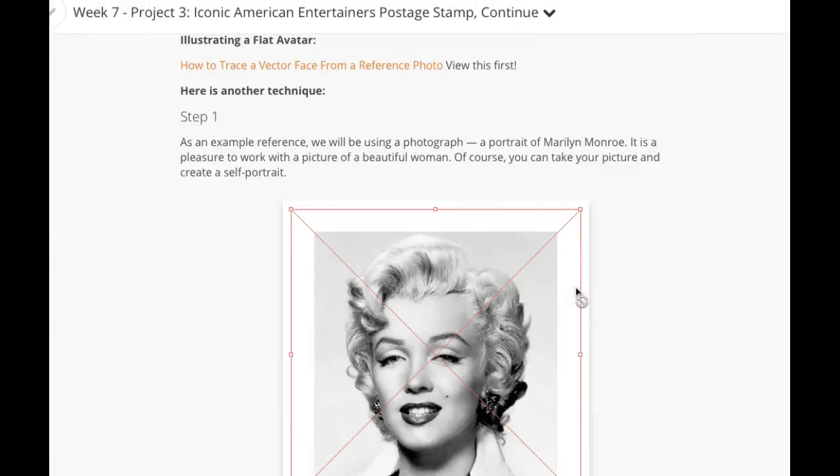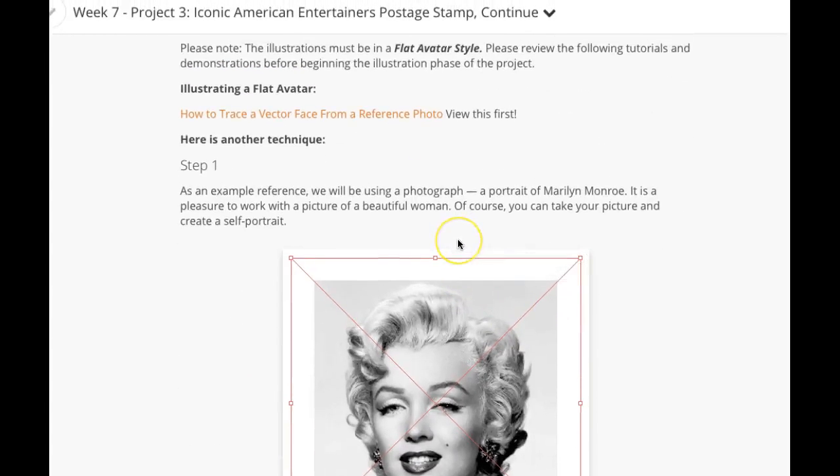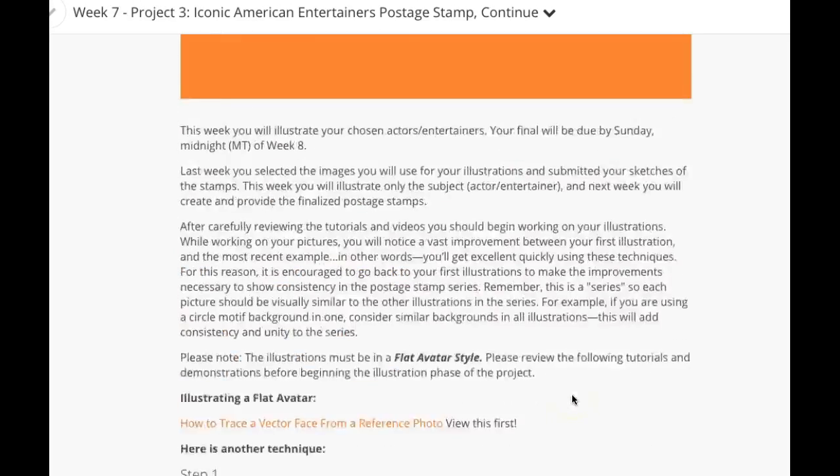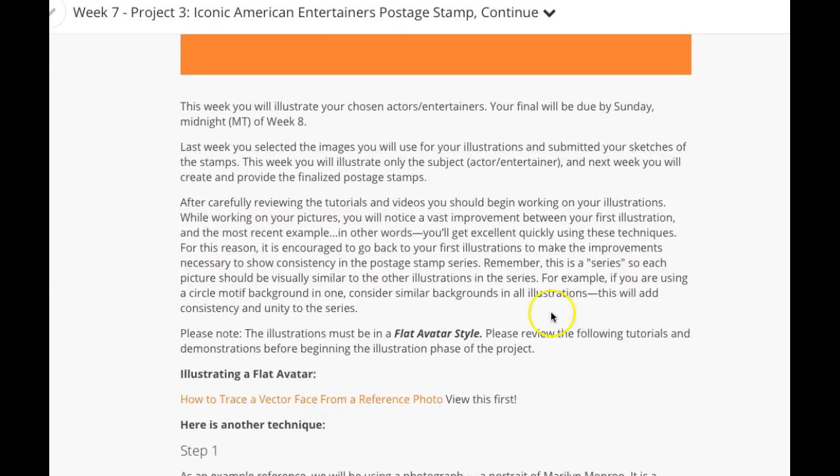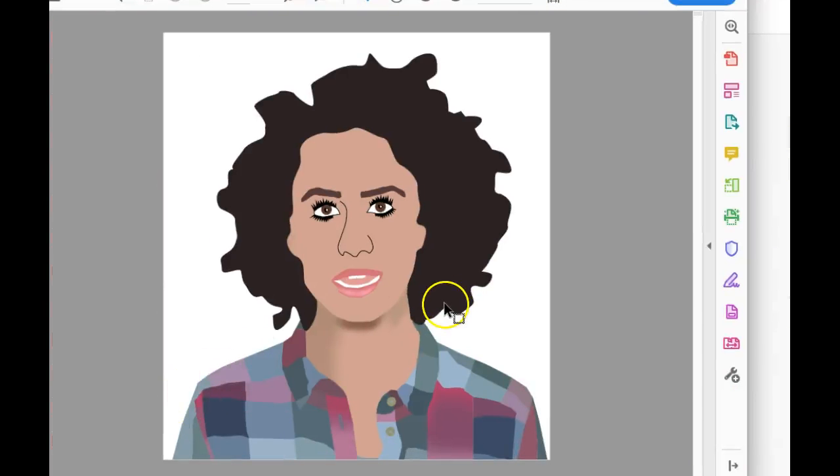Take a look at some of those other tutorials too. Here's one. There's one in week 6. There's some really good ones in week 6. So definitely take a look at those. But good start.